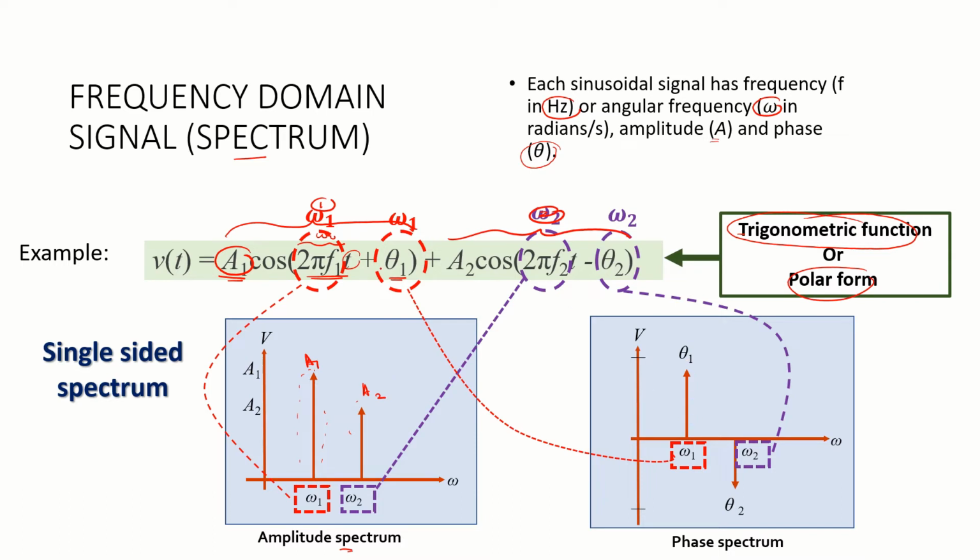The first component, the phase is positive, so it's going to face upward, while for the second component, the phase is minus, so therefore it's going to face downward here.